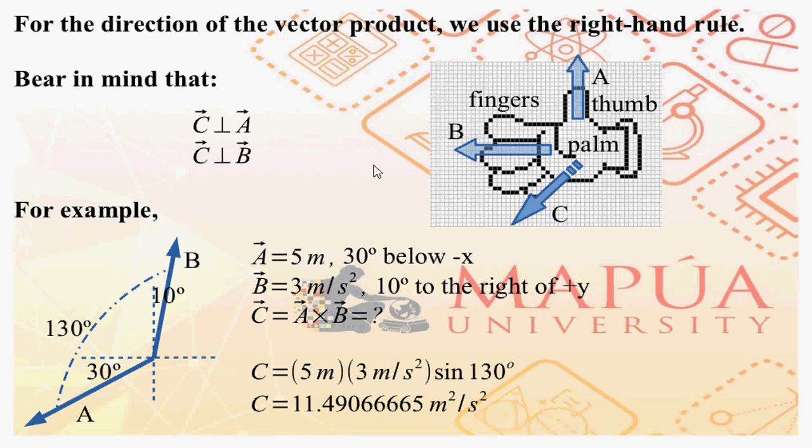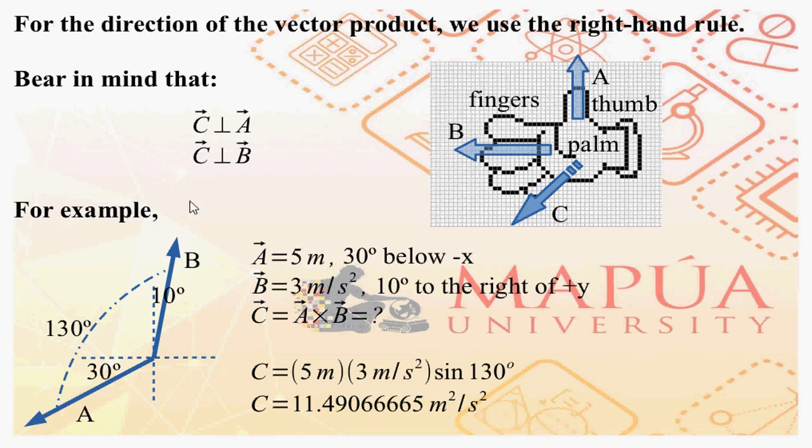Bearing in mind that C must be perpendicular to the first vector. At the same time, it should be perpendicular to the second vector. So C is perpendicular to both A and B at the same time. This will give you the direction of the vector product.